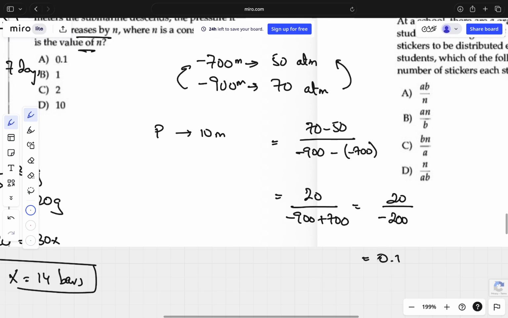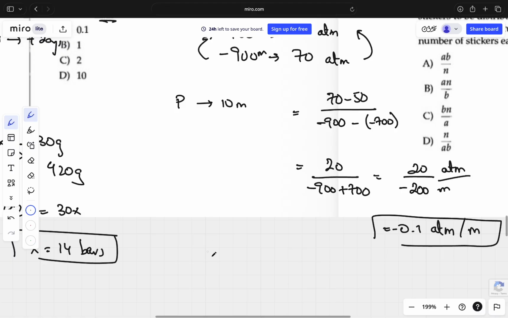So it's negative 0.1. It'll be ATM per meter, because this is ATM pressure and this is in meters. So ATM per meter. So this is what we have. It's 0.1 atmospheric pressures per meter.